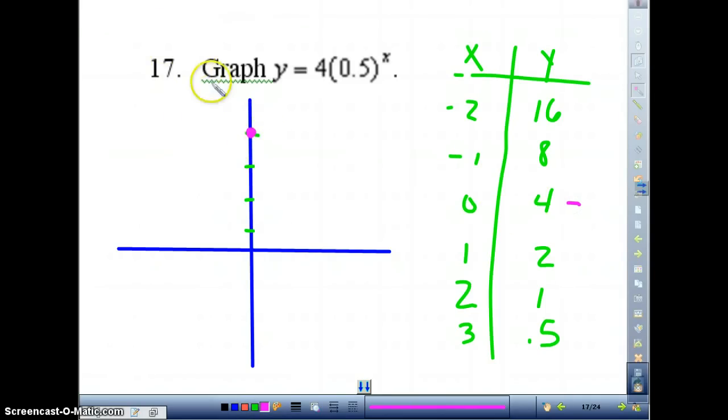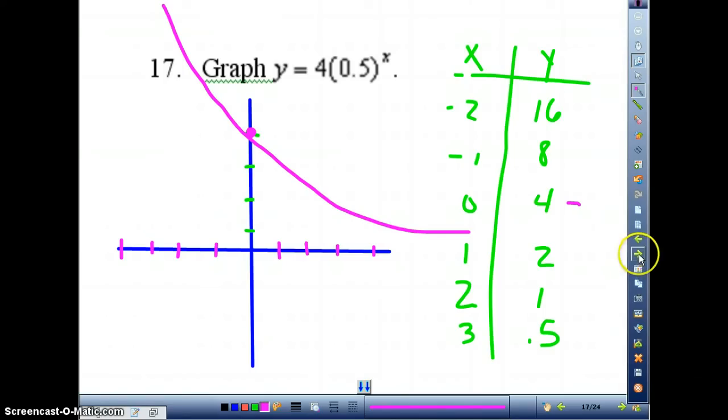And I ran out of room here. But your graph's going to look something like this. And I want you to scale out your graph. Don't do what I just did. Scale it out nice and pretty. And graph that thing. Graph it out good. All right, moving on. I'm about to run out of time here. I'm going to finish this up in a moment.